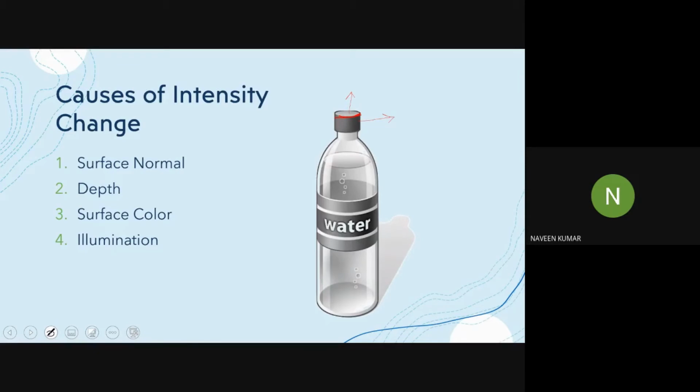We can also observe an edge when there is a change in depth. So this is also an edge. Also, when there is change in surface color, we can clearly see the text water written on the bottle because the color of the text is different from the background color. Also, illumination change changes the intensity and makes edges.